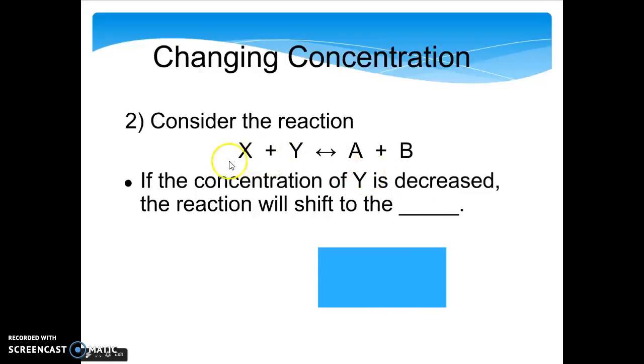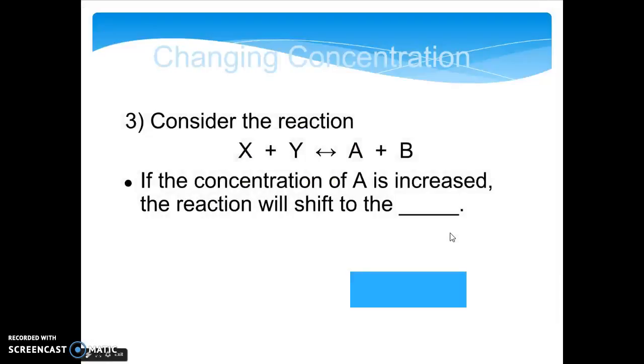On the next one, I've got the same system, but in this case I'm going to take Y and decrease it. So I'm going to remove some of Y. Well, now I've created a void right here. So if I remove some of this, A and B have to start reacting in that direction to compensate for Y no longer being there. So this will shift towards the left.